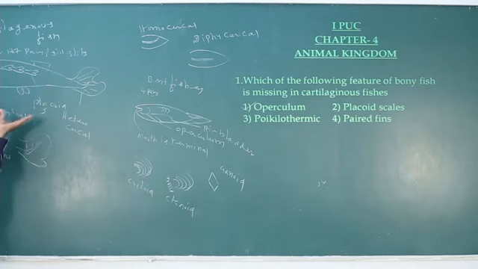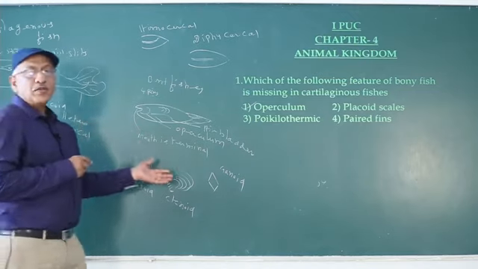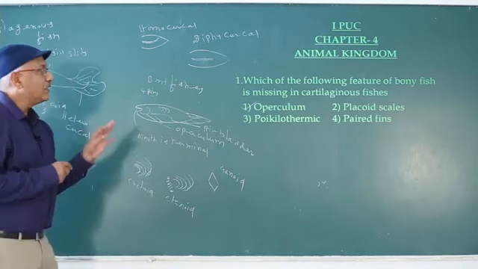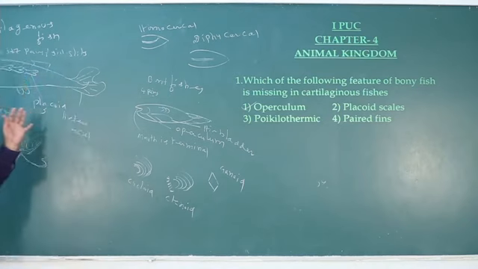Fertilization is internal in cartilaginous fishes. Most of the cartilaginous fishes are viviparous, give birth to young ones, and bony fishes are oviparous. So in this manner, with the help of diagram, you can easily remember the concept.